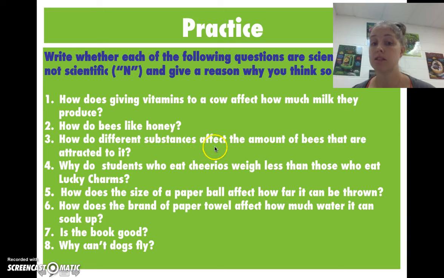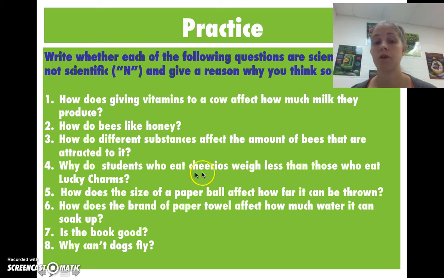How do different substances affect the amount of bees that are attracted to it? So this would be a good scientific question because it shows our cause and effect relationship: different substances is the cause, and the number of bees attracted to it is the effect. It is measurable because we can count how many bees are attracted to it, and it's testable because we can put different substances like honey, vinegar, water out and see how many bees are attracted to it.